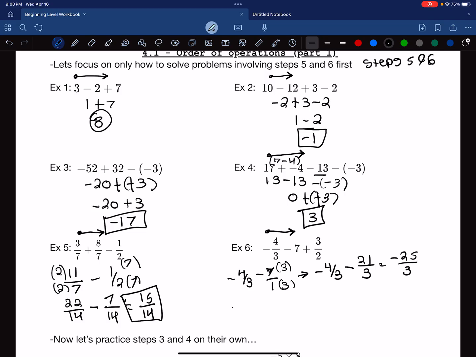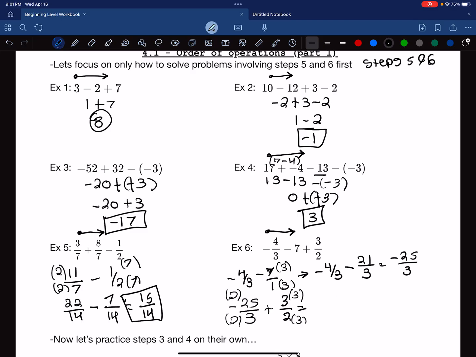And then from there, we're going to do negative 25 over 3 plus, oops, we're going to do 3 over 2. From here, we don't have a common denominator. So I'm going to decide that I want a common denominator of 6, because that is our least common multiple, which isn't a term I've introduced yet. That's actually for next unit. But anyways, we're going to find a common denominator of 6. So for this fraction, I'm going to multiply both the numerator and denominator by 2, and this one, I'm going to multiply by 3.